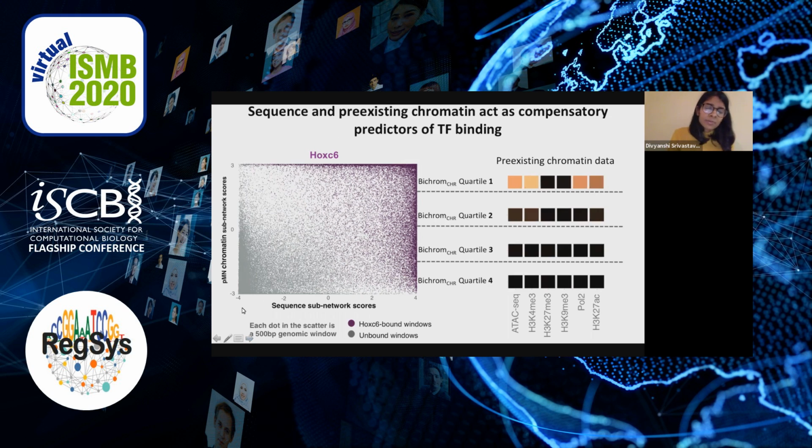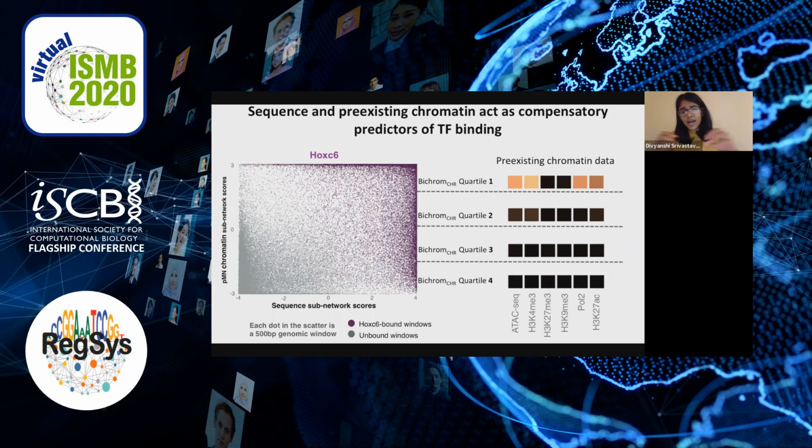We find that the chromatin scores assigned by the network actually correlate with active chromatin. So chromatin that was previously accessible and contained K4 trimethylation and K27 acetylation is assigned high chromatin scores, whereas chromatin which was previously quiescent and showed no enrichment for any histone modification is assigned a low score by the chromatin subnetwork.